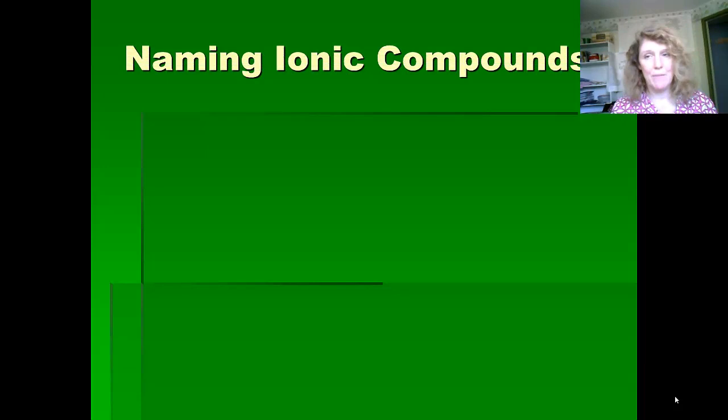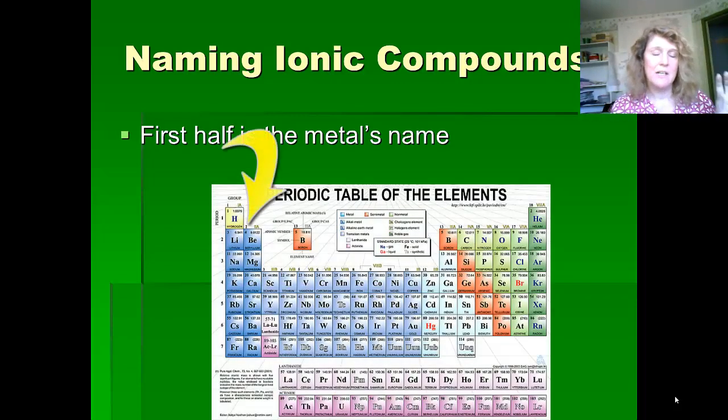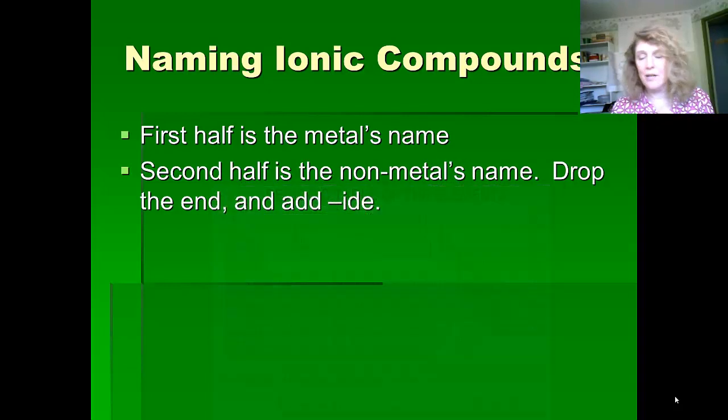Then we get to try and name them. And there's a very specific way to name ionic compounds, and we get to practice this in class. The first half of the name is the metal's name, and remember the metals are on the left side of the periodic table, so for our example that would be sodium. The second half is the non-metal's name, and that comes from the right side of the periodic table. You drop the end of whatever, like chlorine, you drop the -ine, and you add -ide. So you have sodium chloride, and that's it.